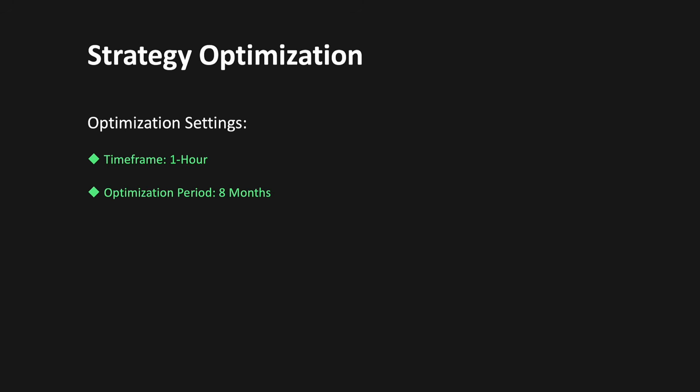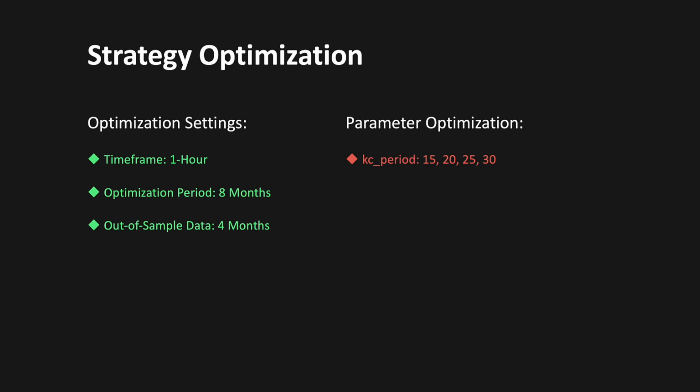Now that we understand the strategy, let's move on to optimization using Freqtrade. We'll test on the 1-hour time frame and split the data into in-sample, 8 months, for tuning the strategy, and out-of-sample, 4 months, for testing on unseen data. The key parameters we'll focus on optimizing include Keltner period and ATR multiplier to adjust the channel's sensitivity, ADX threshold, the minimum ADX needed to confirm a strong trend and avoid weak markets.